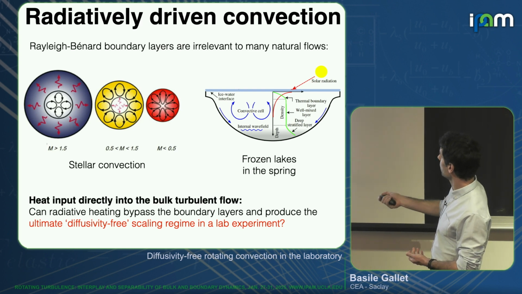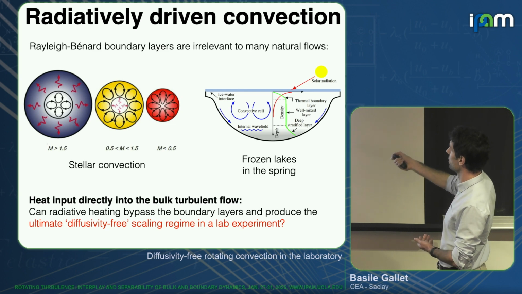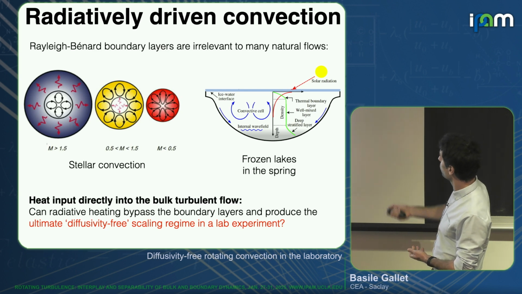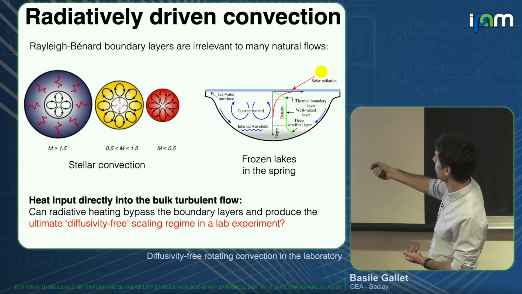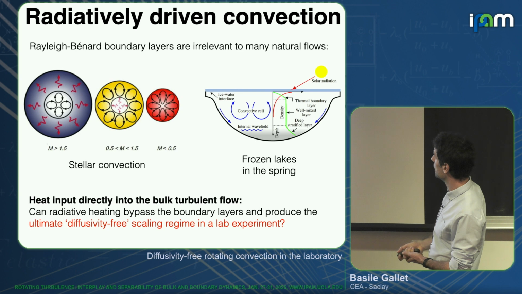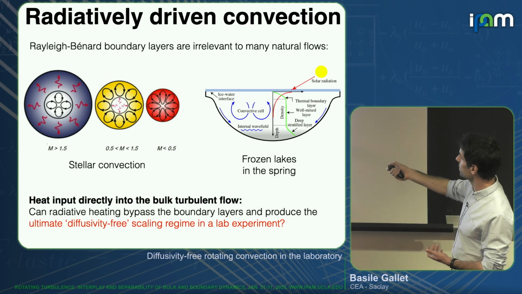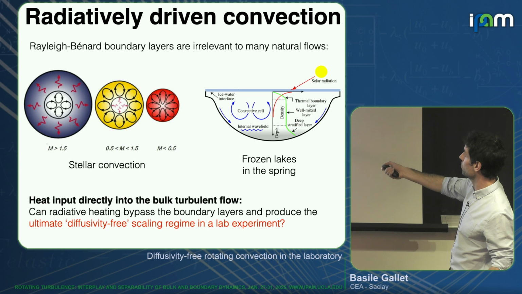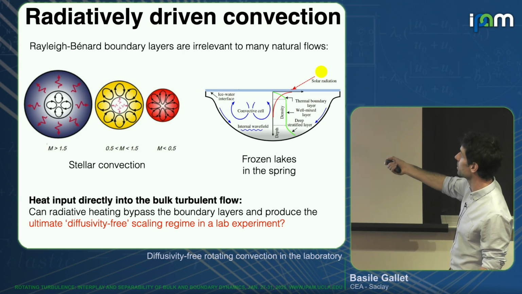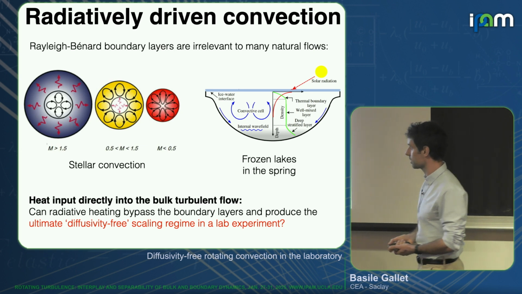This other example here is a frozen lake in the spring. So you have a layer of ice on the water. And in the spring, solar radiation penetrates through the ice and is absorbed within the first meters of water. Because this is fresh water below 4 Celsius, if you heat up the water, it becomes denser. So that's going to drive convection here. Again, the radiative heating heats up the fluid within the first few meters beyond the boundary layers. And so you don't quite see why the boundary layer would be relevant in this context.